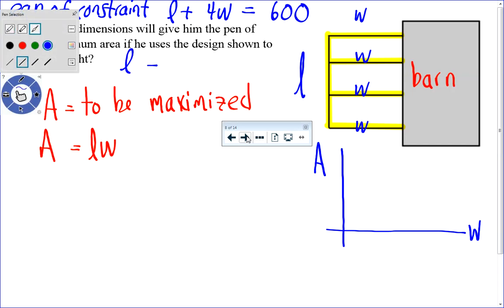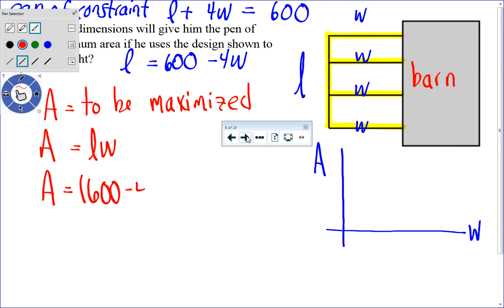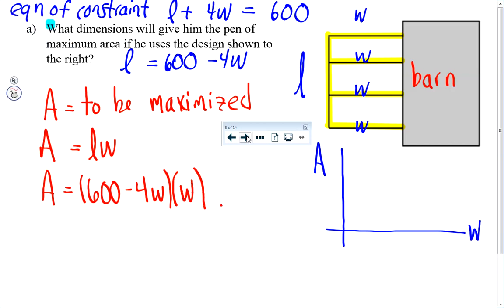I'm going to get L equals 600 minus 4W, and I can load that 600 minus 4W into my area equation and get area equals (600 minus 4W) multiplied by W. And now again, I have an equation that the graph, and we're not really going to draw the graph, I'm just saying we need to visualize that there is some graph. That graph is now connected to a function where A is a function of W and nothing else.